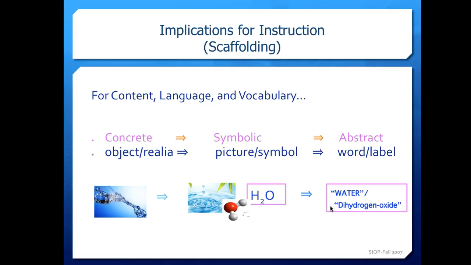So for language learning and for ELLs and for probably most of your students, start with the concrete. Represent your information with the concrete. Move to symbolic: picture, symbol. So here we have real water. You just can't tell that it's running there, but that's real water. And then the picture of the symbol for water. Here's the water molecule. Here's the chemical symbol for water. Here's just a picture of water that is the symbol. And then take them to the abstract: water, dihydrogen oxide.